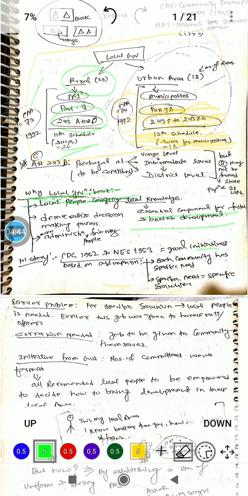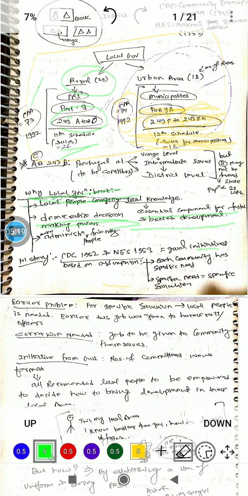Local government is also required for the democratic decision making process. Why? Because if you involve the local government, there will be a democratic decision making process. It will democratize your decision making process. Third is the administration. After involving the local government, the administration will be more friendly. Okay, this will be more friendly.